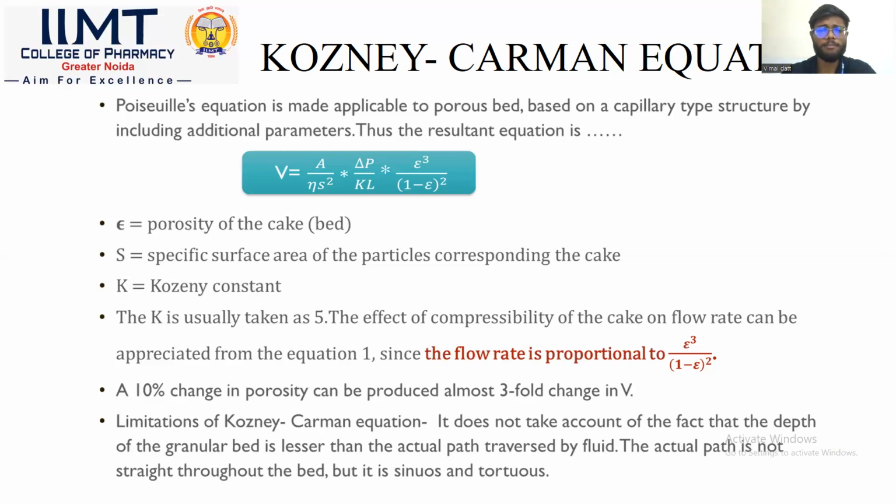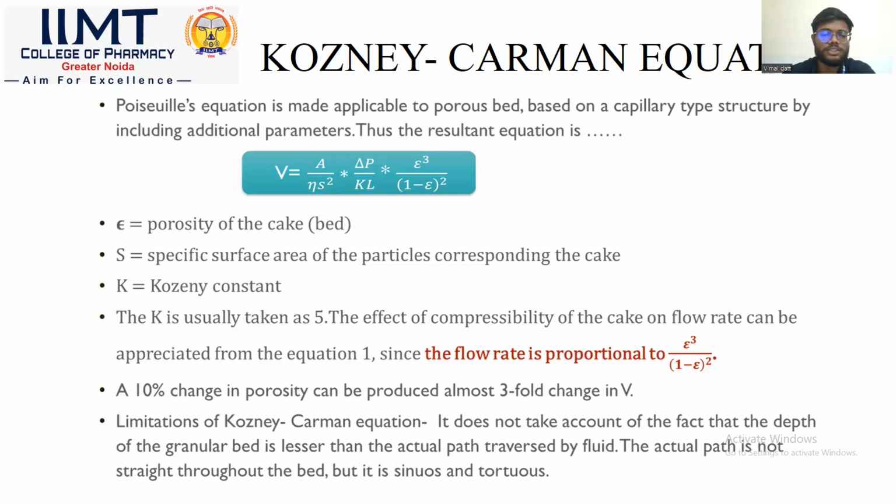Means a 10% change in porosity. If we increase the porosity of the filter medium by up to 10%, it will result in a threefold change in V, means flow rate, that is, the rate of filtration. If we increase the porosity of the filter medium, it will proportionally increase the rate of filtration.